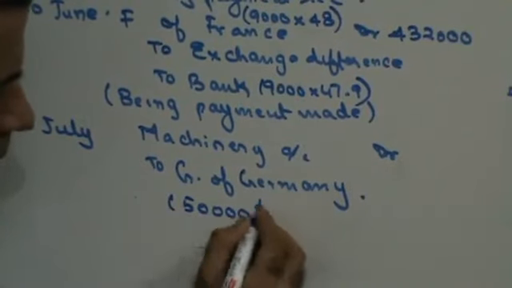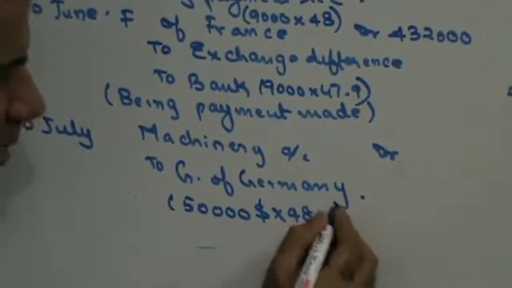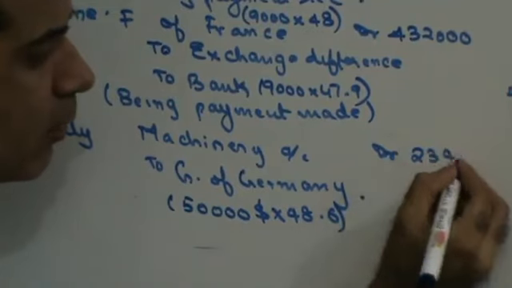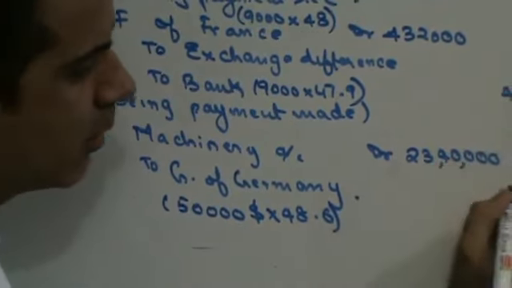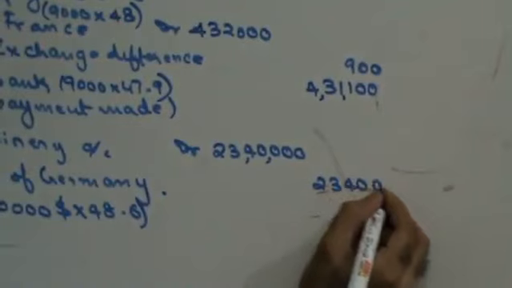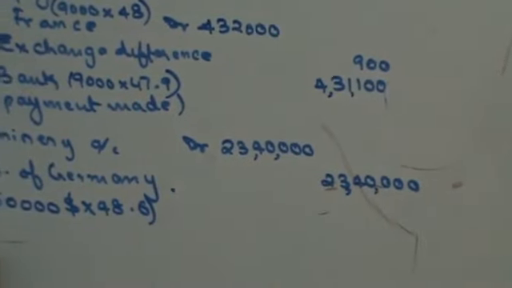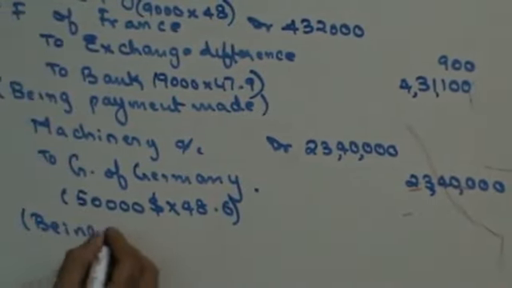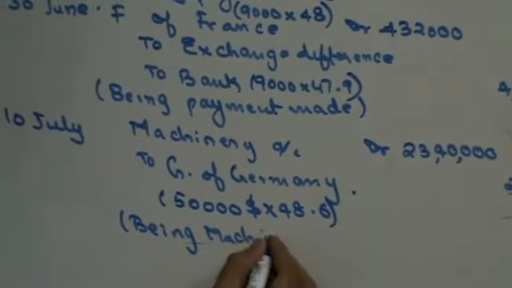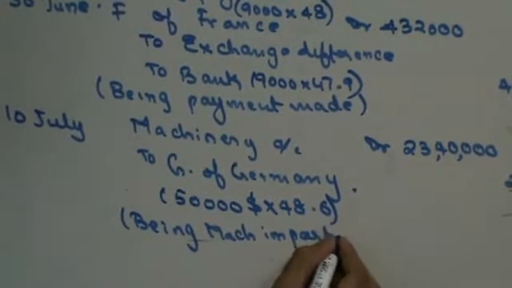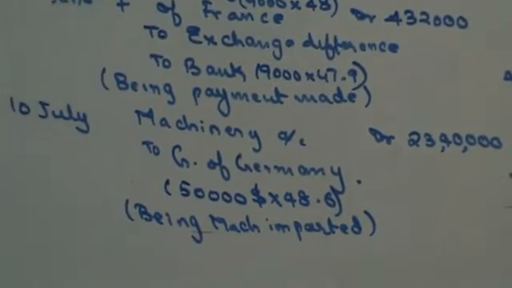$50,000 and the dollar rate is 46.8. So that is 23 lakh 40,000, being machinery imported. Right? That was 10th July.